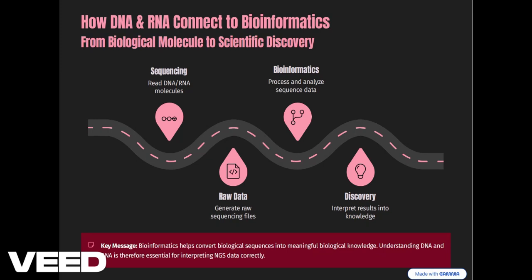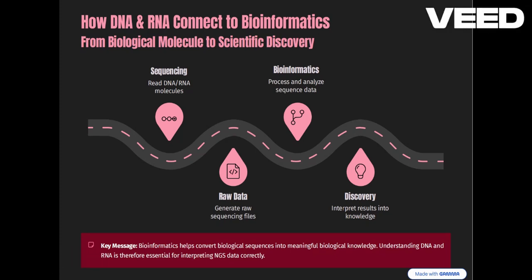So let's quickly summarize today's lecture. Today we learned what DNA is and why it is called the blueprint of life. We understood the basic structure of DNA and its four bases. We learned what RNA is and its major types. We compared DNA and RNA. We introduced the flow of genetic information from DNA to RNA to protein, and finally we understood the difference between DNA sequencing and RNA sequencing and how both connect to bioinformatics.